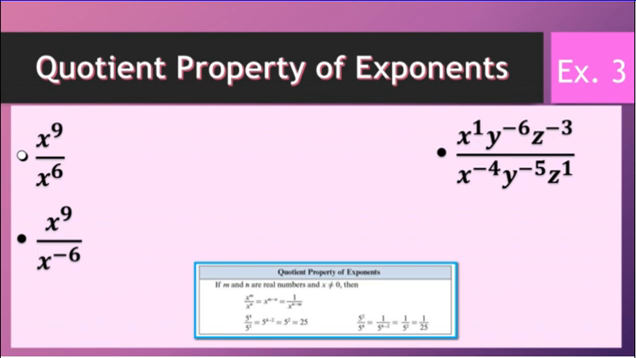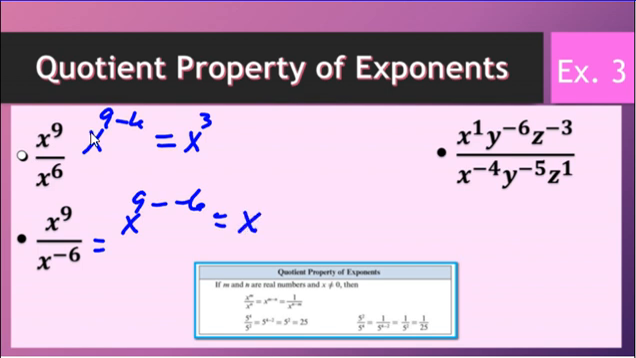Next one, x to the 9th divided by x to the 6th. So I need to subtract my exponents. That would give me x to the 3rd. Next one, I would have x to the 9th minus a negative 6, which would give us x to the 15th.